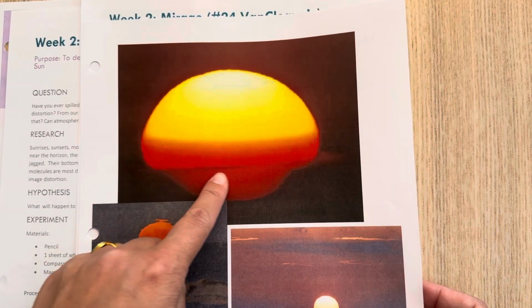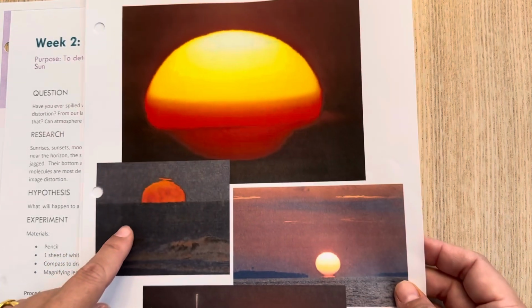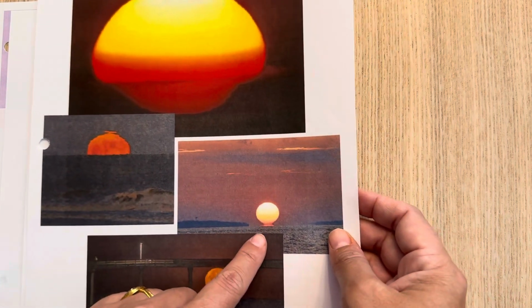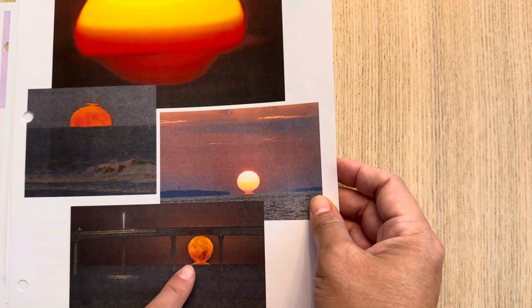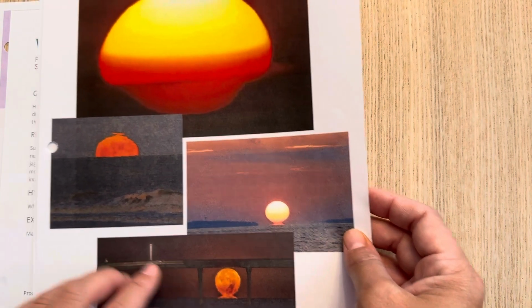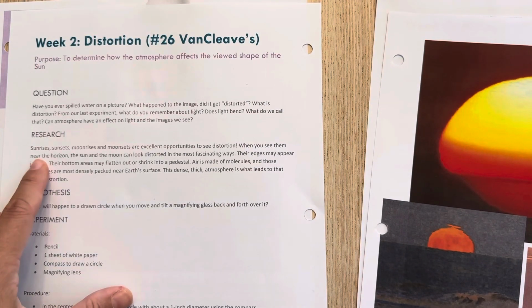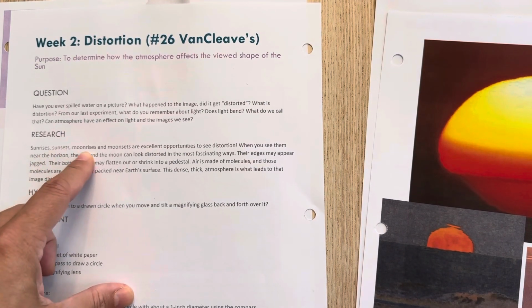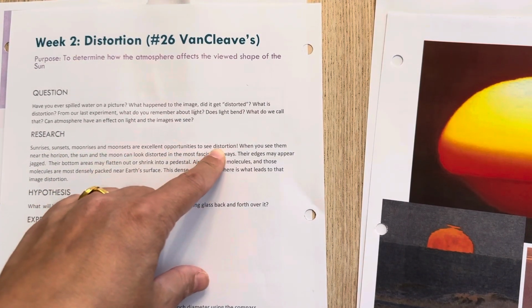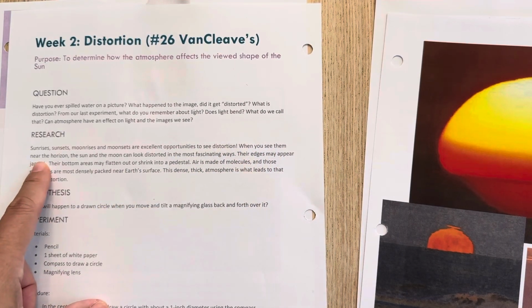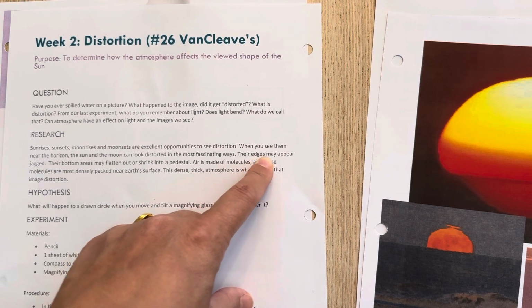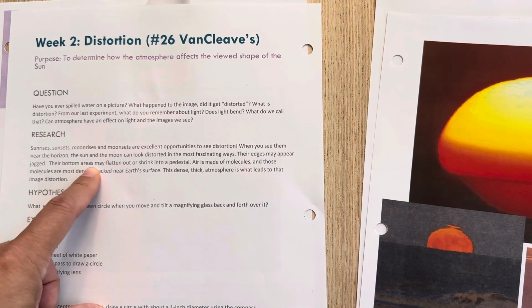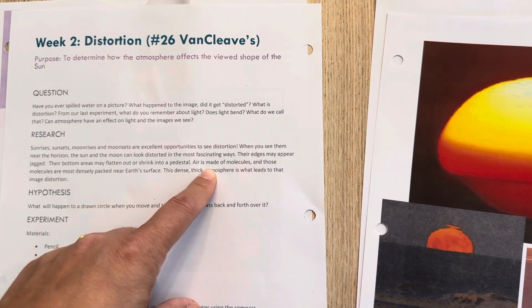So I love these images, because you can actually see how light is distorting the image of the sun and almost making it seem like it is melting into the horizon, when it is actually not. Sunsets, sunrises, moonrises, and moonsets are excellent opportunities to see distortion. When you see them near the horizon, the sun and the moon look distorted in the most fascinating ways. Their edges may appear jagged, and the bottom areas may flatten out or shrink into a pedestal.